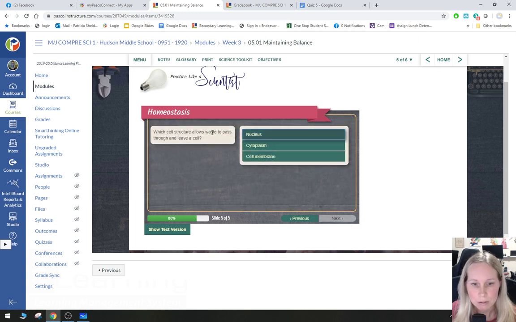Which cell structure allows waste to pass through and leave the cell? Well, we said that was the cell membrane. It's like the cop, and it says you can't go in, you're too bad for the cell, but you can leave out. That's what the cell membrane does.